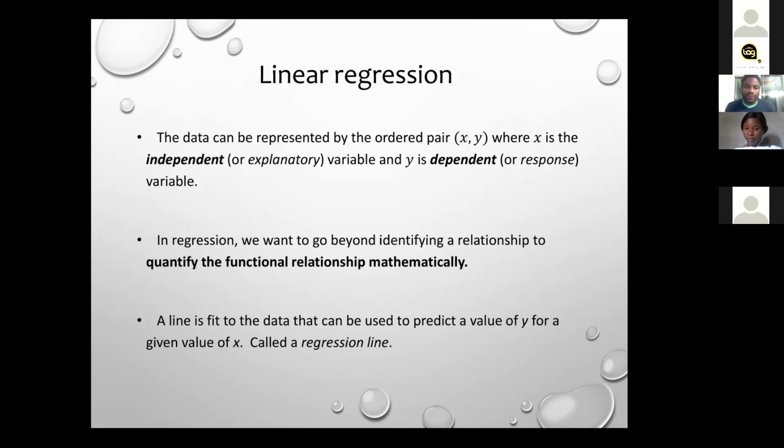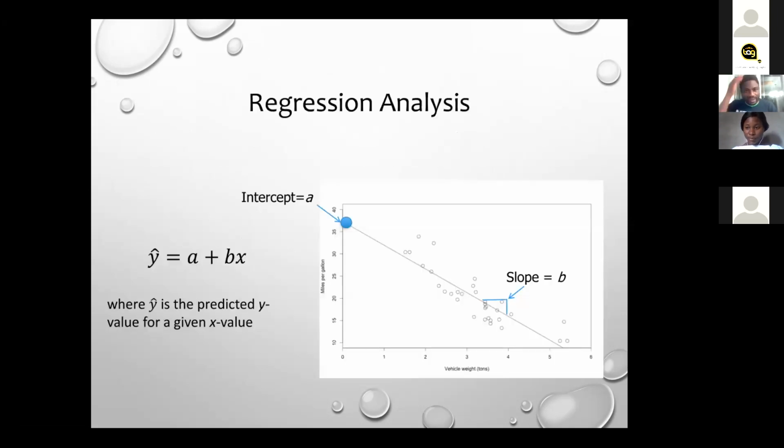So the idea of regression is we want to go beyond the question of whether they are related or not, and try to use one to predict the other. And regression analysis basically is this. And this is something that I wrote here on purpose. This is a y hat. Y hat is an estimation of the value of y.